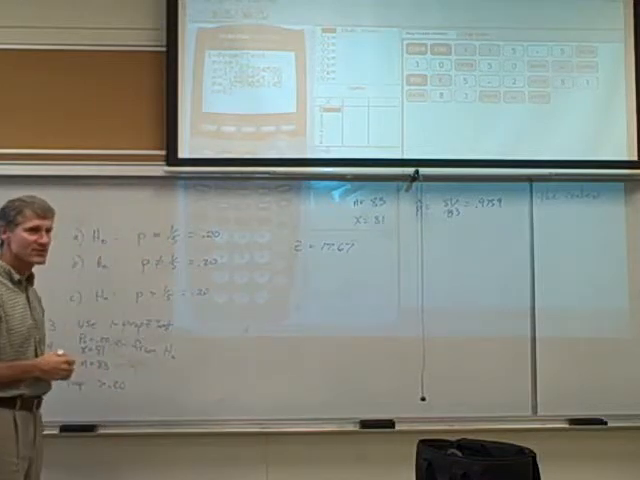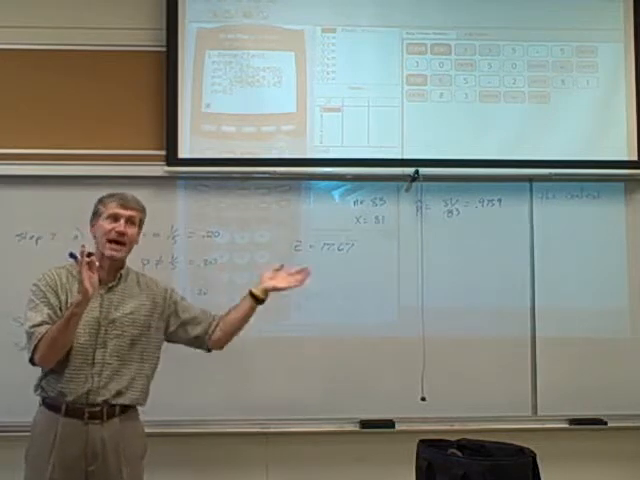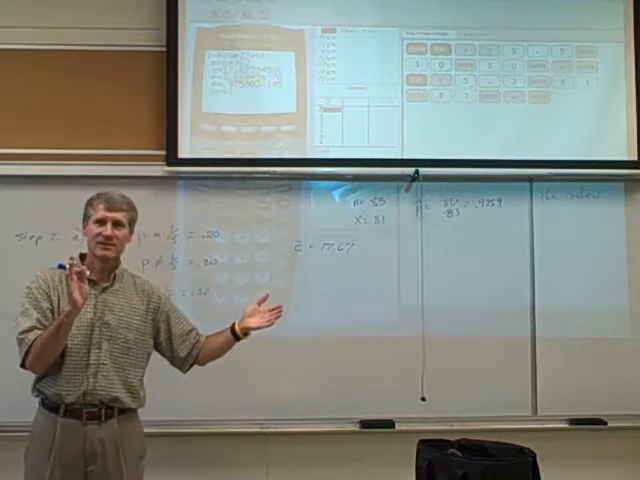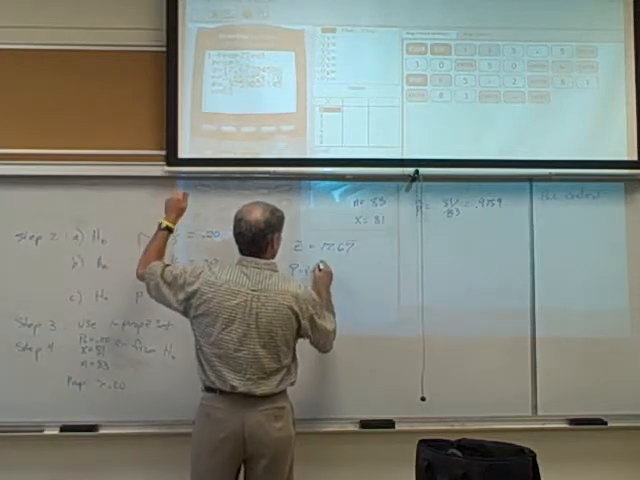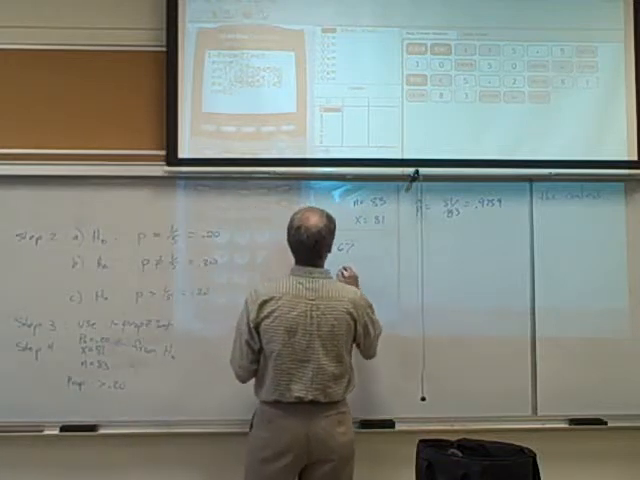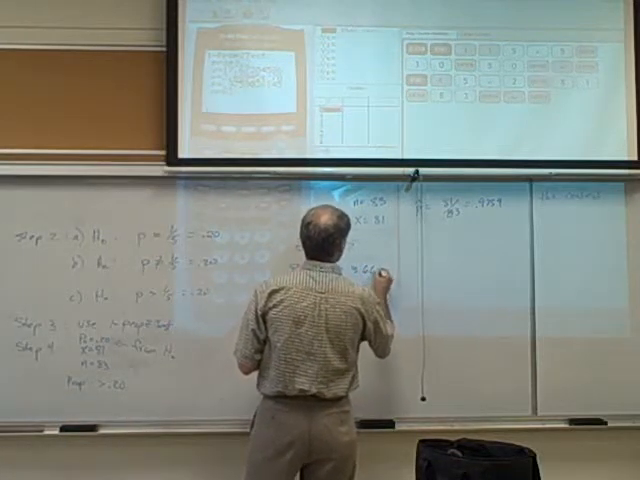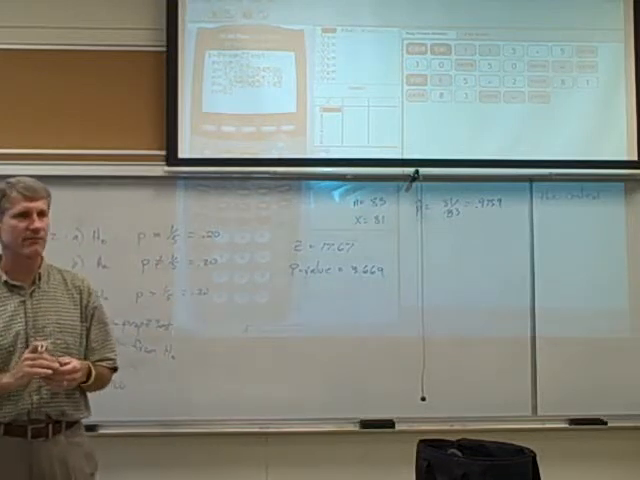So the p-value, remember, is the shaded area out past that Z. So that's nothing. So here's the p-value. It's the p up there that doesn't have the hat on it. So it's 3.669. Now, when you look at that p-value, is that bigger than alpha or less than alpha?